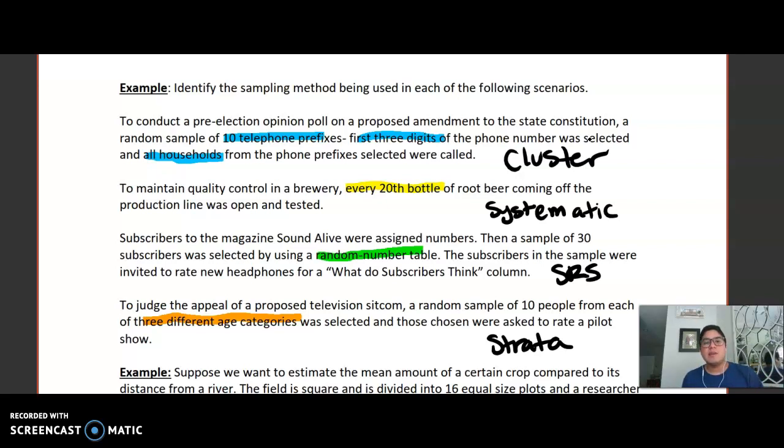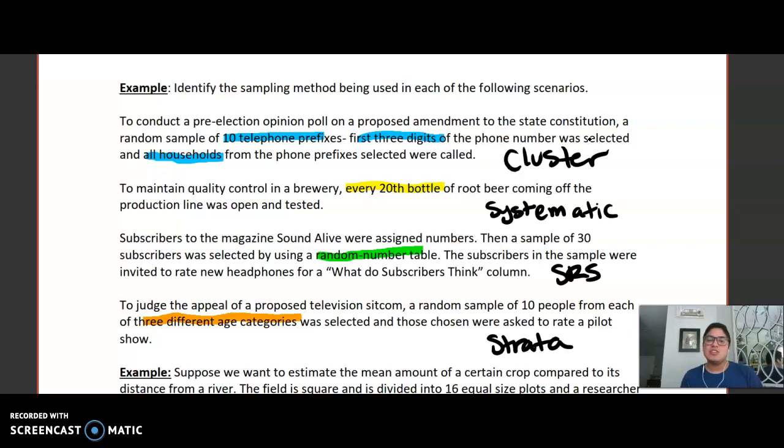Next up, subscribers to a magazine, Sound Alive, were assigned numbers. Then a sample of 30 subscribers was selected by using a random number table. And the subscribers in the sample were invited to rate new headphones for a What Do Subscribers Think column. So here, with this random digit table, everyone was assigned a number and selected. Usually when you see the hat method, random number generator, or random digit table, this is going to be indicative of a simple random sample.